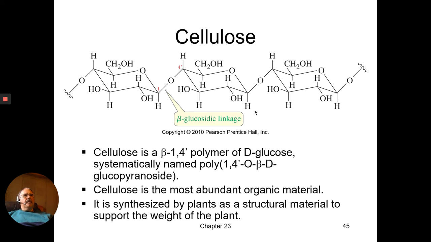Humans and many other animals use an enzyme called amylase to break down starch. The amylase enzyme recognizes the all-alpha configurations in starch and is able to break down starch into glucose. Another organism that can digest cellulose is wood-rotting fungi.